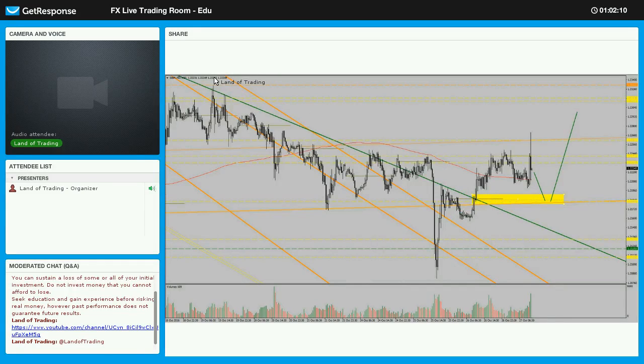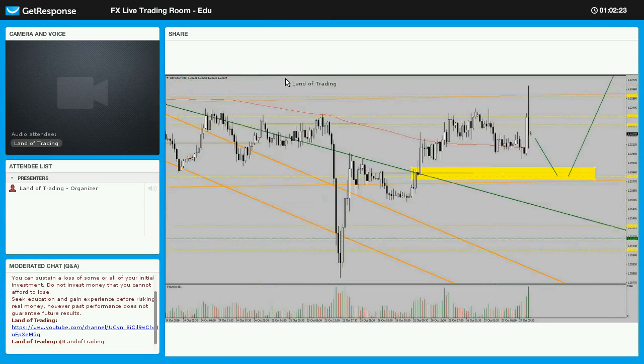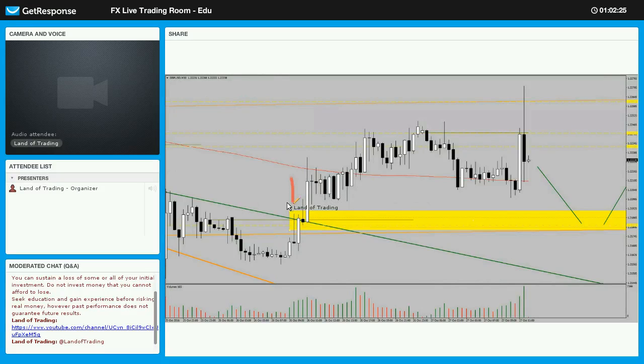Why is this a demand zone? Because we saw some kind of supply going on here. Let me make it bigger. We were trying to confirm this supply here, but finally we took it out to the upside. So that's, in my opinion, a possible demand zone.